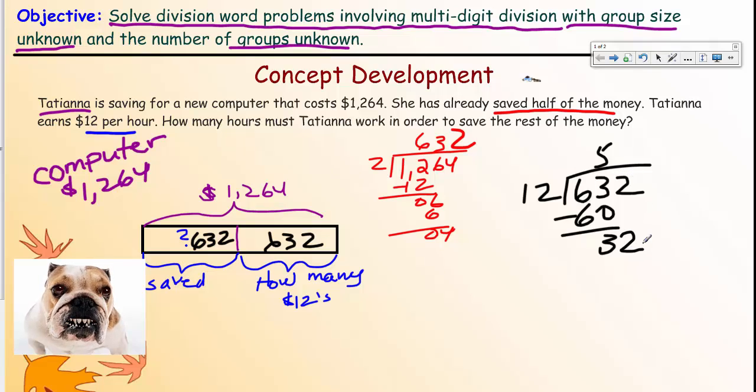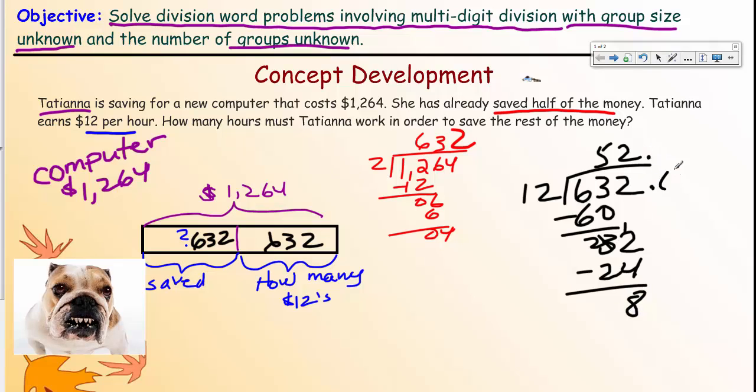Okay. And as you can see here, it looks like that. Is that going to go in there nicely? No, 12, 24, 36. It's not going to go in exactly. But let's just see. It's going to go in there 2 times. And then we're going to put our 24, because 12 times 2. Let's subtract, regroup. Now I end up with 8. Okay, now I have a decimal.